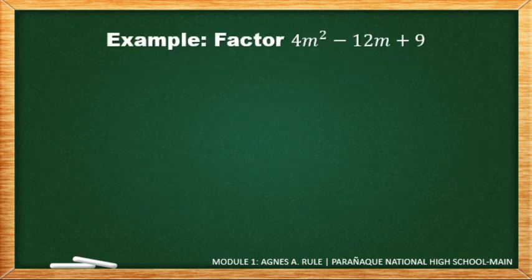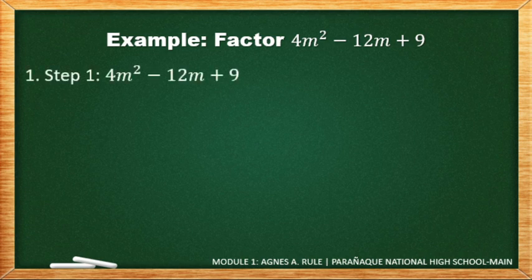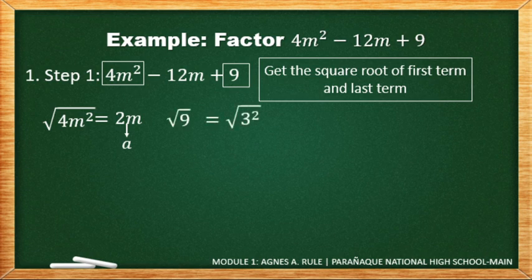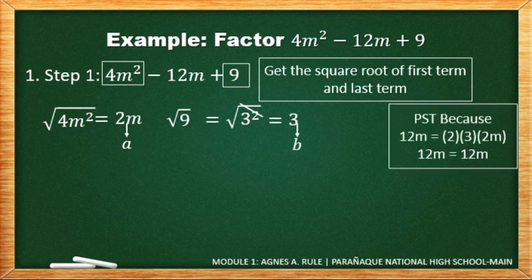Example number 2. 4m squared minus 12m plus 9. Same step. First term, last term, kunin ang square root. What is the square root of 4m squared? 2m. That will be our a. What is the square root of 9? 3. That will be our B. Take note, PST yan. Pakibasa na lang kung bakit sila naging PST. Basta lahat na ibibigay ko, PST.